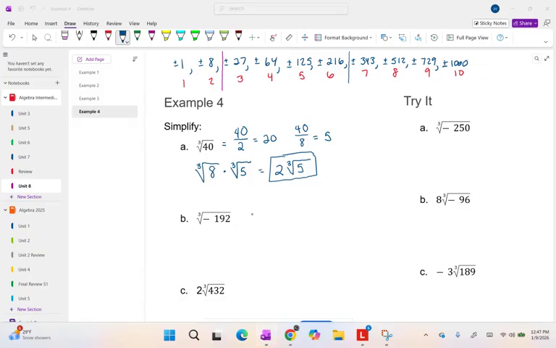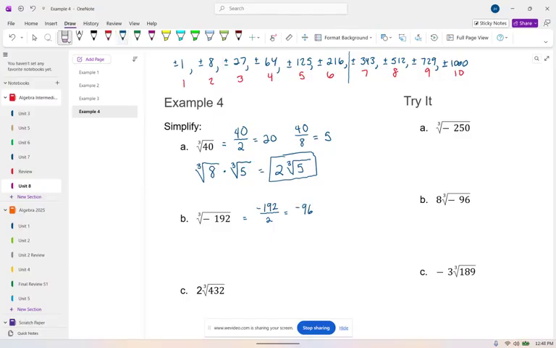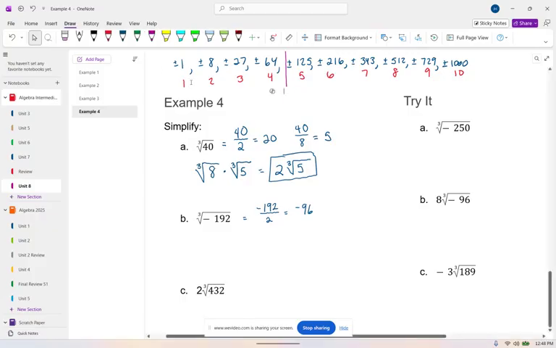Looking at negative 192, now it's a negative number. So we're going to take that negative 192 and we're going to divide it in half. Negative 192 divided by 2 is negative 96. So that's going to tell me I'm going to go to 96, or where 96 would be, and look below 96, so everything below 96. So I have 192, and I want to see if it's divisible by any of these numbers.